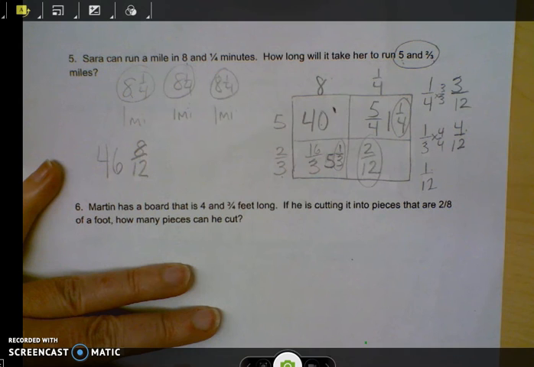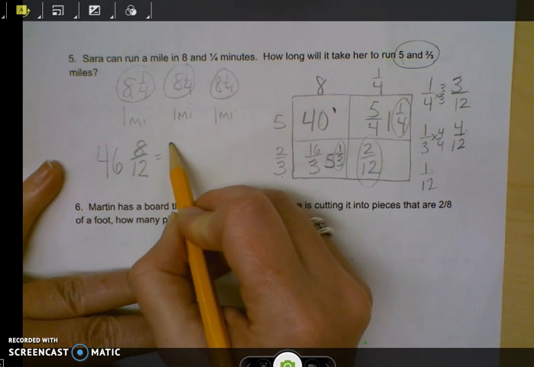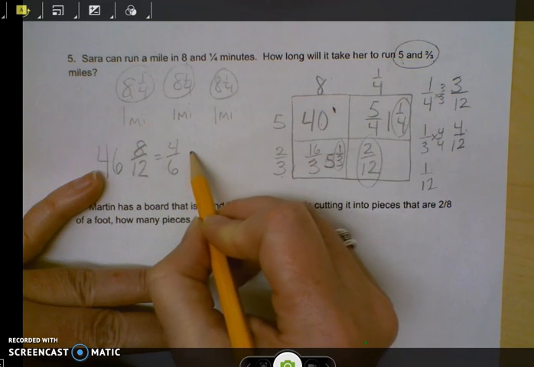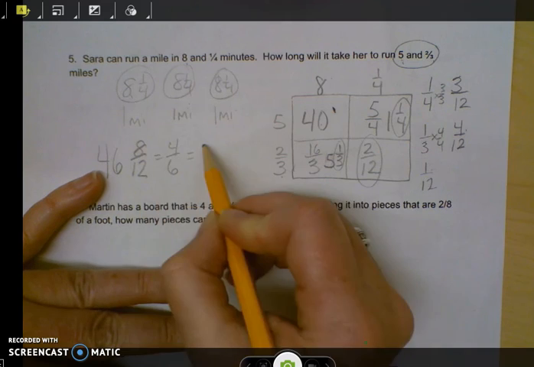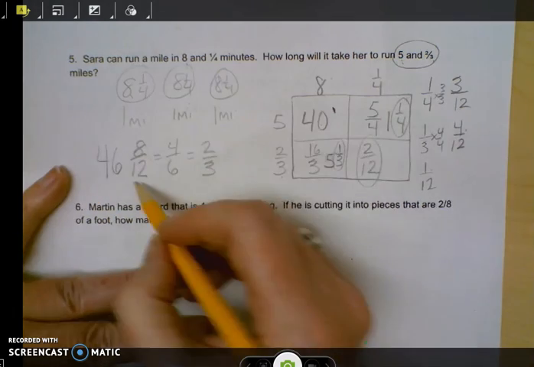If we want to simplify that down, we can say it's 46 4/6. If we want to simplify it down even further, we can say it's 46 2/3.